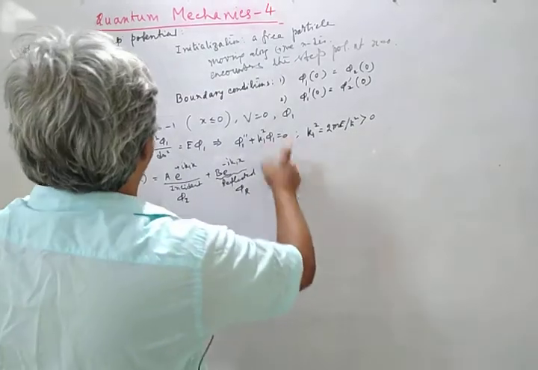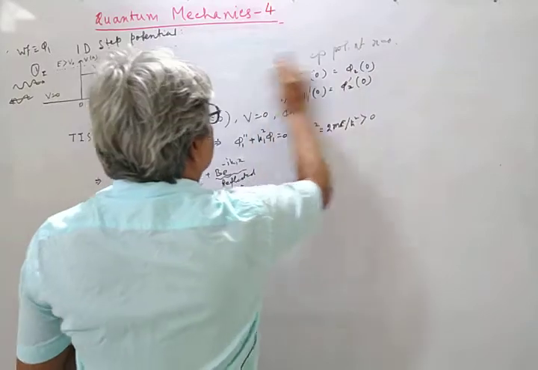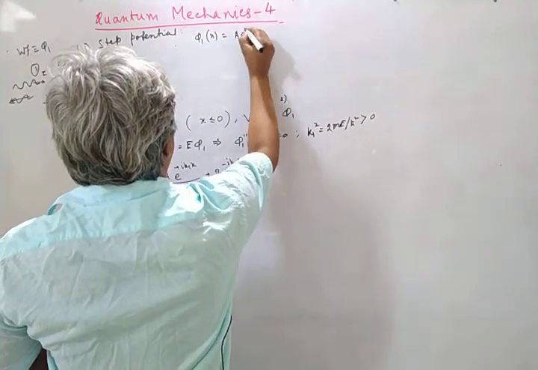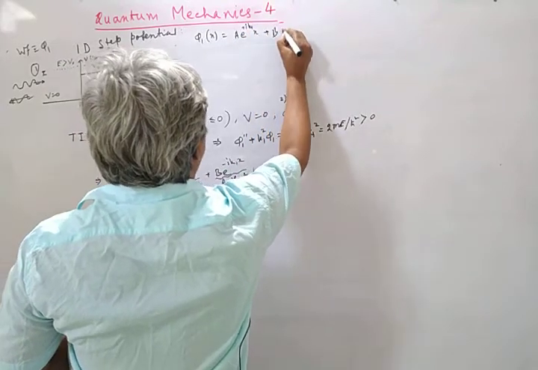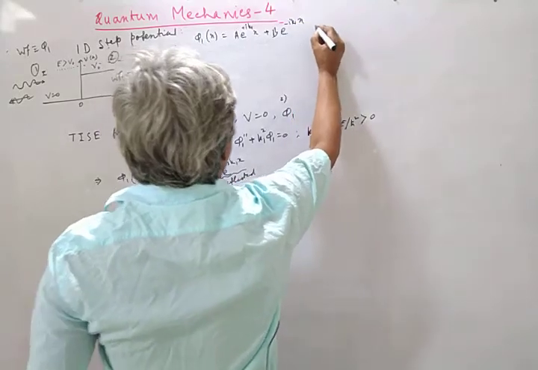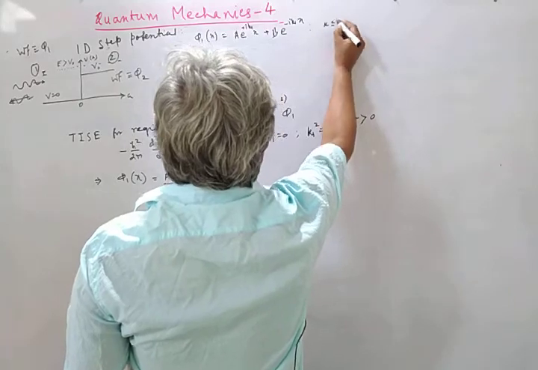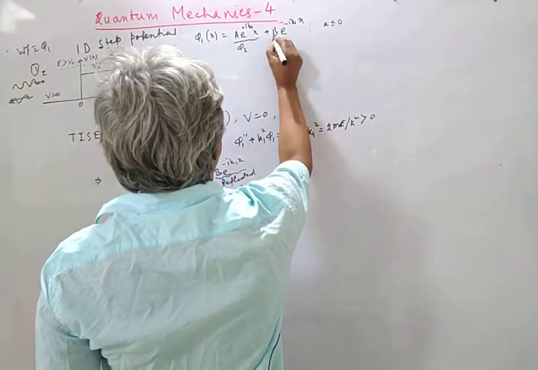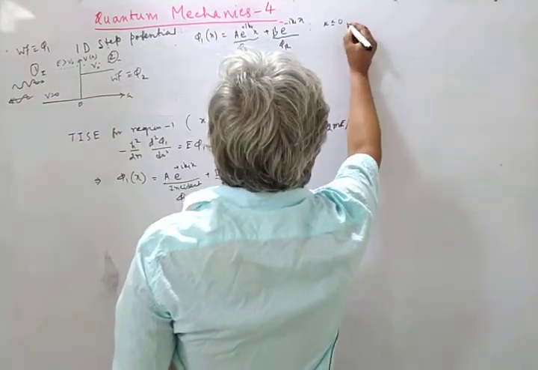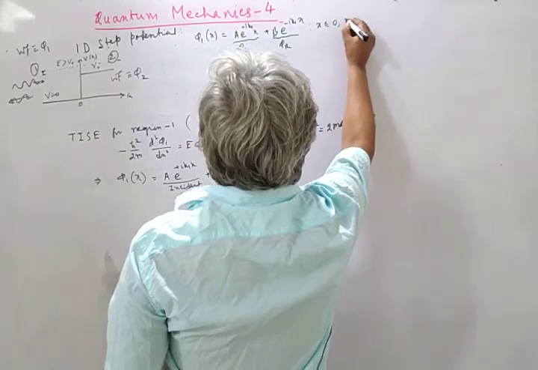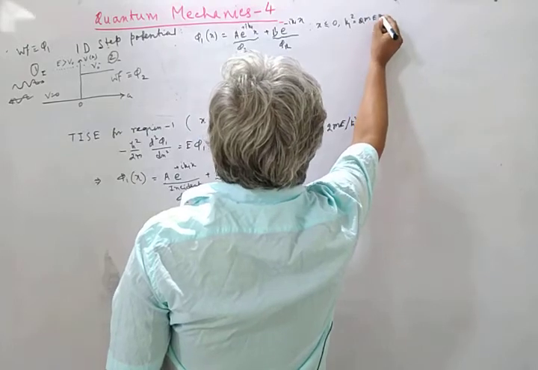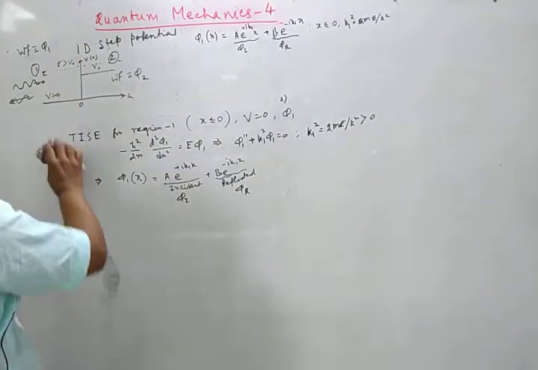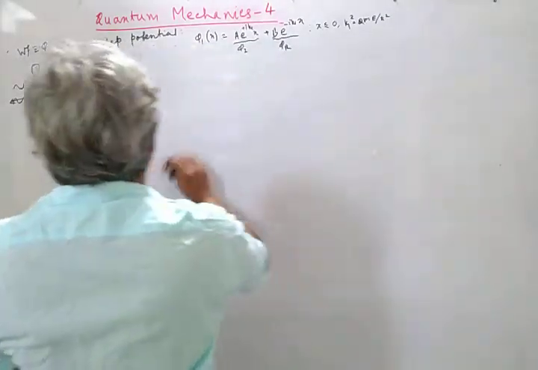So let me summarize. Let us note the summary of this. Phi 1 of x is equal to A e to the power i k1 x plus B e to the power minus i k1 x. The region of validity was x less than or equal to 0. This is incident wave. This is reflected wave, with k1 square equal to twice mE upon h-bar square. Now for region 2, we first assume that E is greater than V0. So this is case 1.